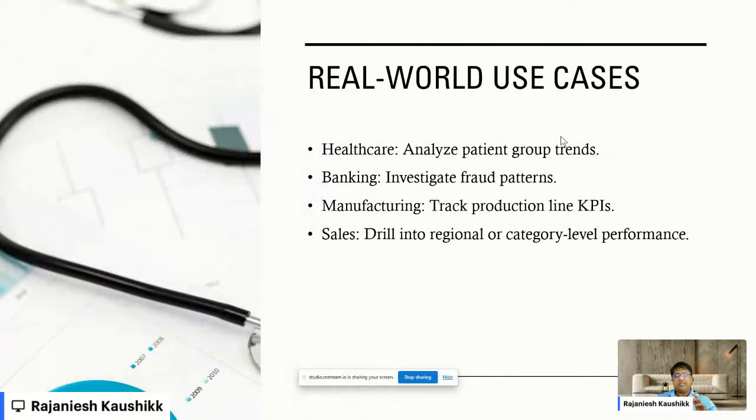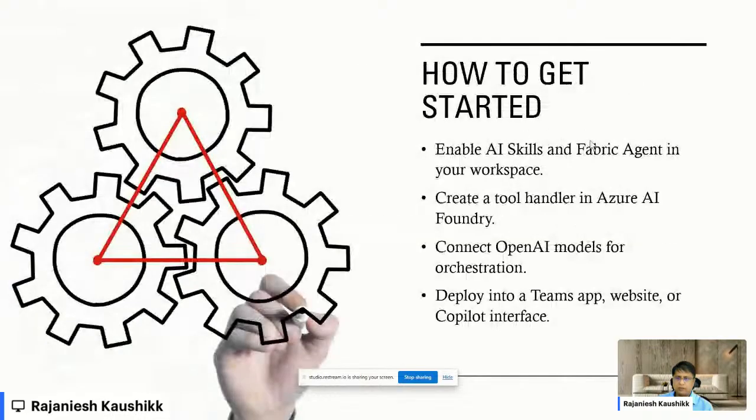Now you might be wondering how you can use this whole data agent with AI. There are multiple use cases. For example, you can use it in healthcare to analyze patient group trends. You can use it in banking for fraud pattern analysis. You can use it in the manufacturing domain for tracking production line KPIs, or you can use it in sales where you can drill into regional or category level performance. So these are some use cases.